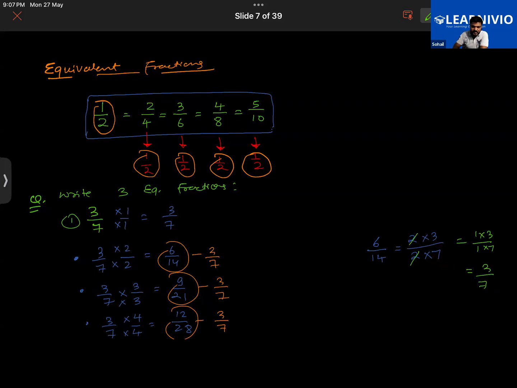Okay, do the same exercise for 9 upon 21. You do 9 upon 21.